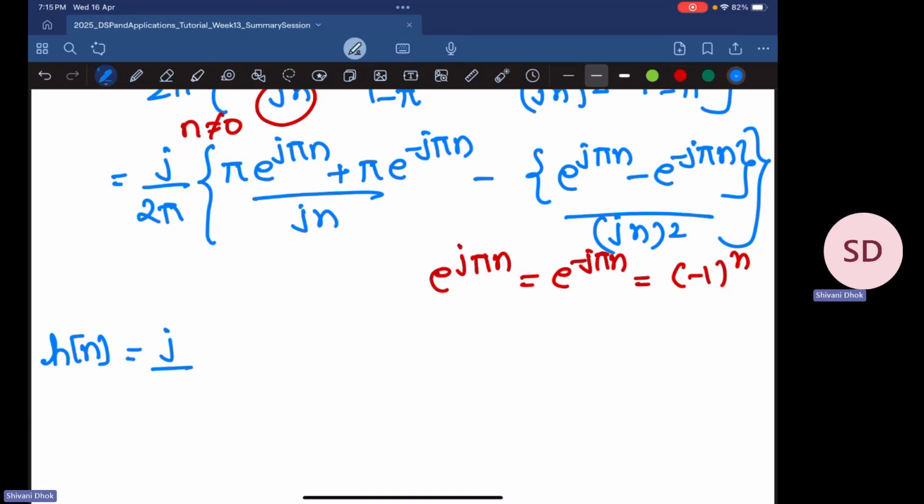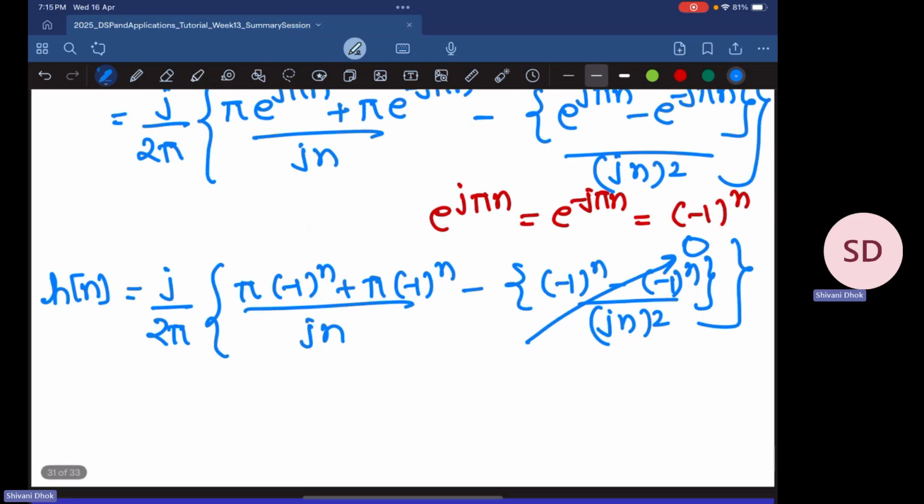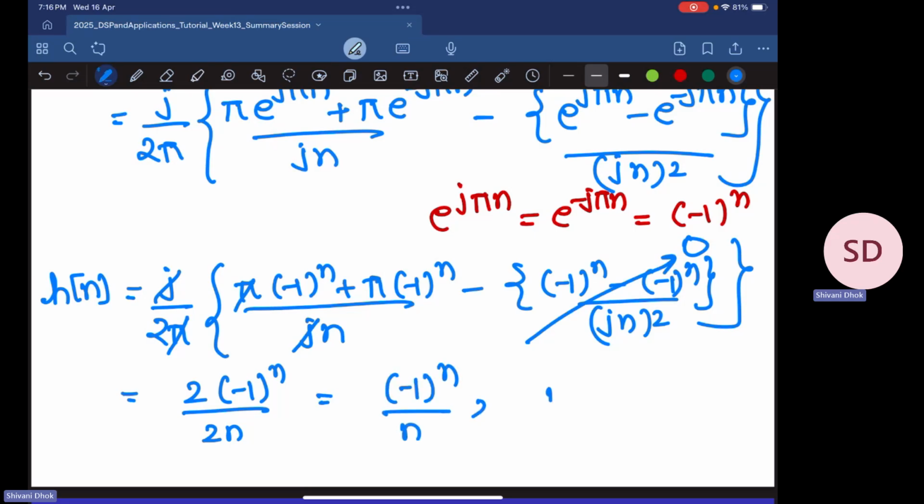So this now becomes j over 2 pi integral pi into minus 1 to the power n plus pi into minus 1 to the power n upon jn, minus minus 1 to the power n minus 1 to the power n upon jn square. So this goes to 0. What we are left with: this j cancels with this j and this pi gets cancelled with this pi. So we have 2 times minus 1 to the power n upon 2n, which is equal to minus 1 to the power n upon n for n not equal to 0. Now we have the impulse response for n not equal to 0.